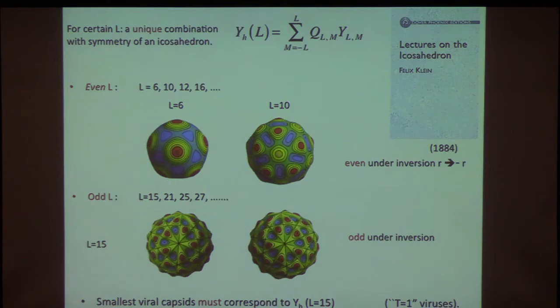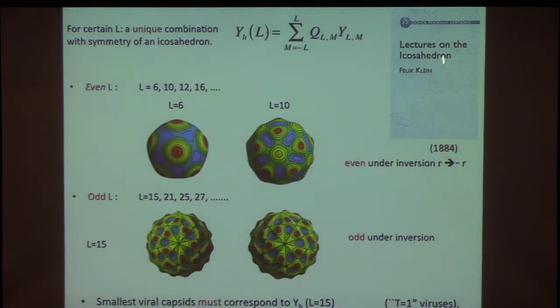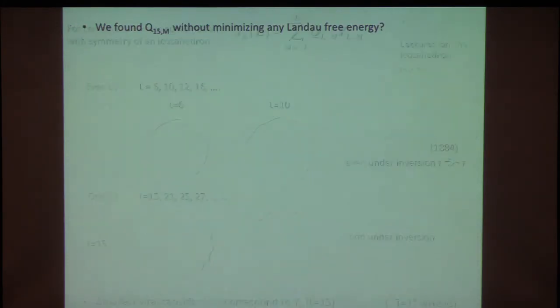So it's a beautiful idea, actually. And what is remarkable, the Q15M he found simply from the kind of tables which Felix Klein wrote down. You can extract them with group theory methods. So you don't even have to minimize a big Landau free energy. Just by the power of mathematics, you can find the Q15M.